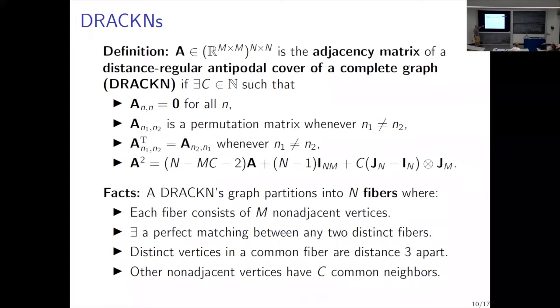So we're going to partition this graph into fibers where each fiber consists of these vertices. There's a perfect matching between any two distinct fibers, I'm going to go through an example in just a second. Distinct vertices in a common fiber are a distance 3 apart. That's part of this antipodal property. And other non-adjacent vertices, ones that are not in a common fiber, have C common neighbors.